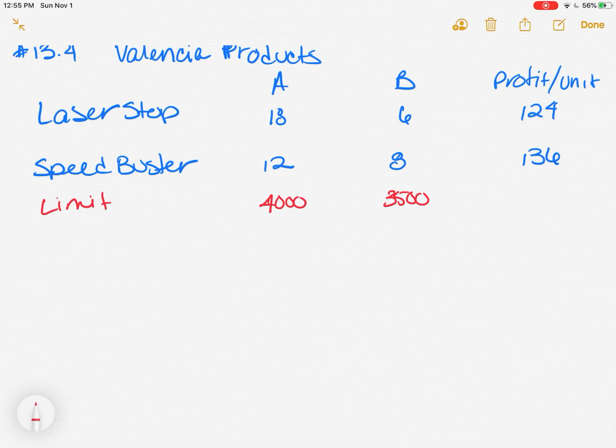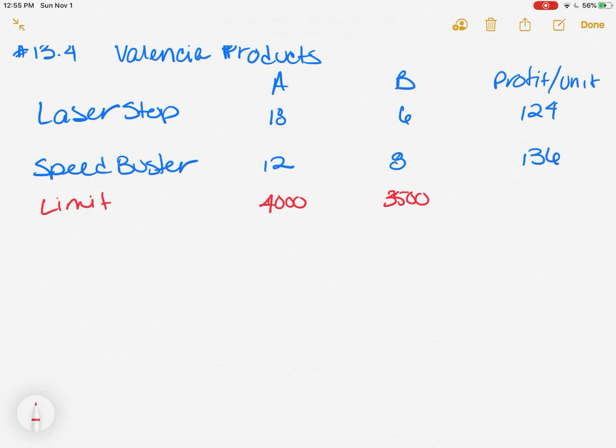Valencia Products is an automobile radar detector manufacturer, and they assemble two models. One is the Laser Stop and the other is the Speed Buster. I've taken this table directly from your book. The firm tells us that it can sell all of its products, and that both products use electronic components. The information given below was taken from the table.